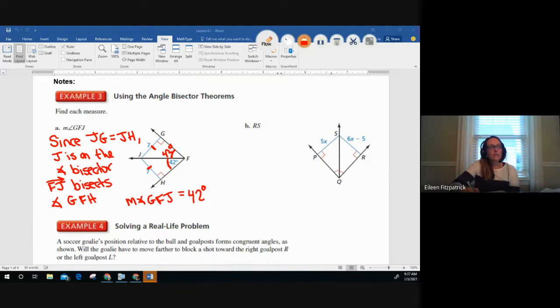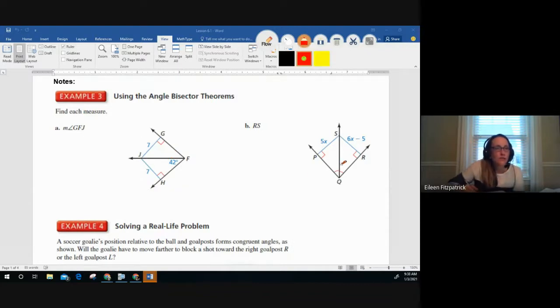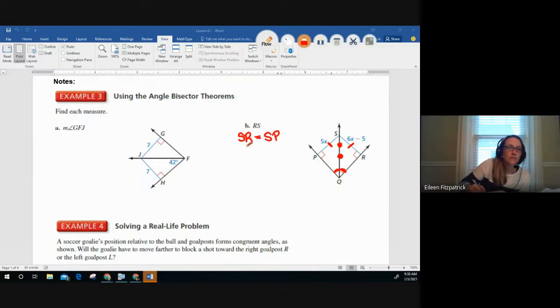Now the next example, what do you see here? I see that QS is the angle bisector of angle PQR. And how do I know that? Because it's marked. This angle is congruent to that. Therefore, this is the angle bisector. All right, any point that's on the angle bisector is equidistant to the two sides of the angle. So in other words, this segment SP is equal to this segment SR. So I can say that SR is equal to SP.